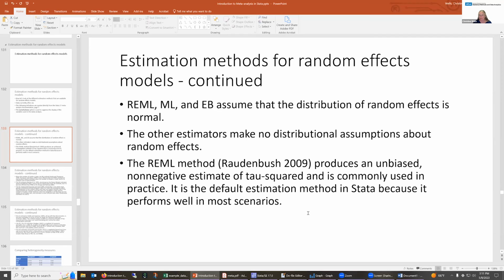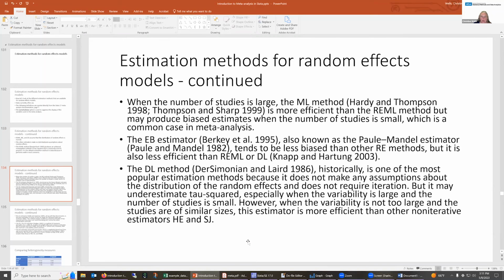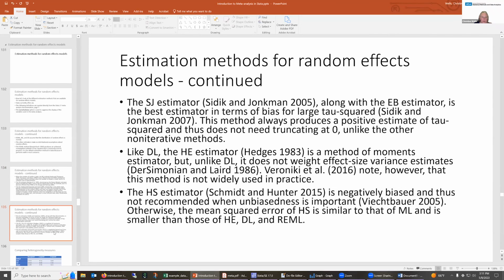It's the default method in Stata because it performs well in most scenarios. And I will say that, at least in my experience, the random effects with a REML estimator is what I see published most often. Now, I admit I don't read a huge variety of literatures because I just don't have that kind of time. But in the social sciences, that is what I am seeing mostly. Here's some other information regarding the other estimators. You're welcome to read through this slide here.